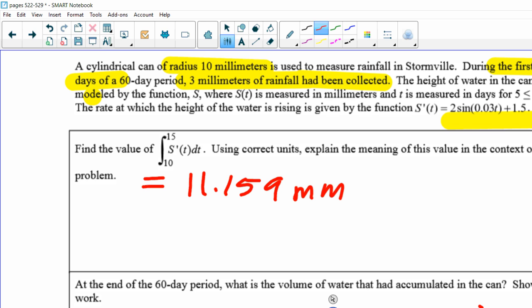Between t equals 10 and t equals 15, the millimeters change by 11.159. From day 10 to day 15, the water in the can did what? Yeah, increased or rose by 11.159 millimeters. Yes, you can say change.